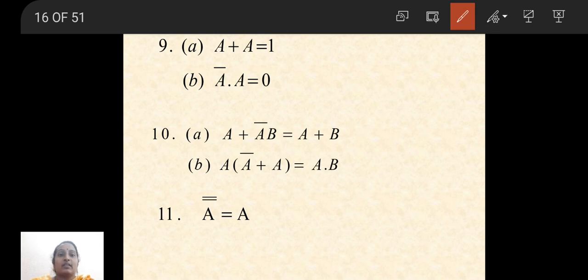But A plus A bar is equal to 1. B plus B bar is equal to 1, whatever the variable may be. By adding a variable with its complement, we are getting 1. By multiplying it with its complement, we are getting 0.